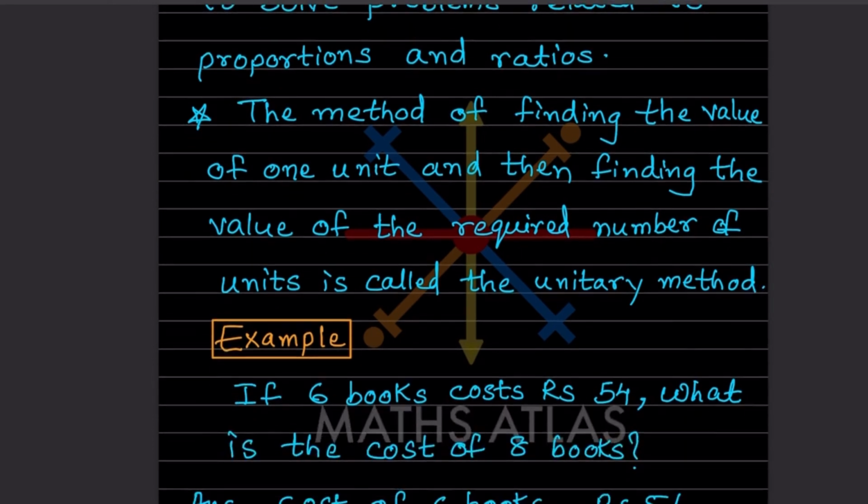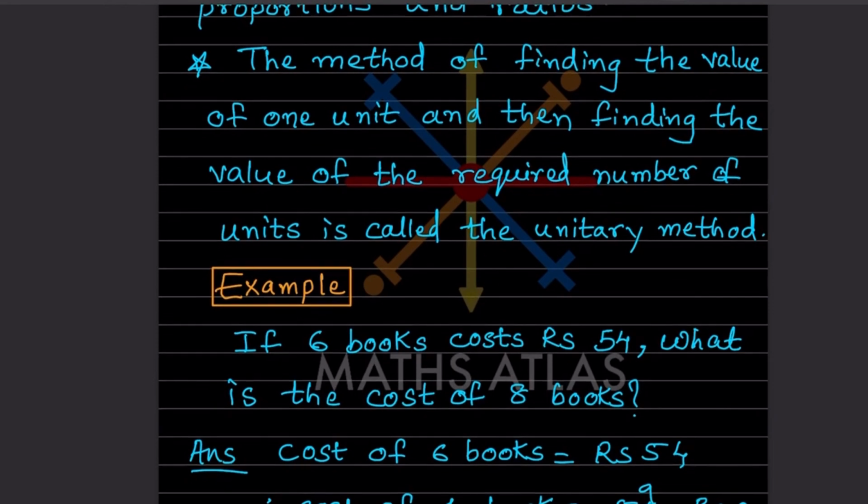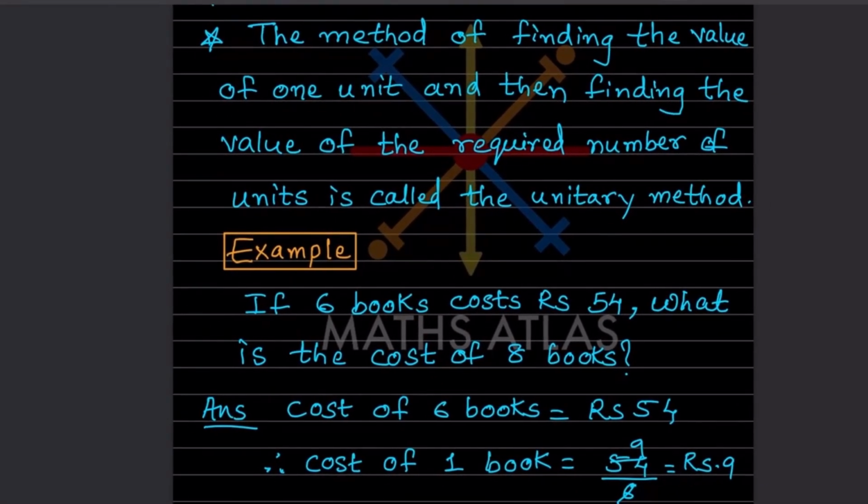Now let us see, I'll show you what it is. See here, the example has been given over here: if 6 books cost 54 rupees, what is the cost of 8 books? So in this, what are we going to do? First you have to find the value of 1 unit. Okay, now here, what did they say? 6 books is 54. So 6 books cost 54. Directly, we are not going to jump over to 8 books. First, we will see what is the cost of 1 book. So now what will you do? Cost of 6 books is 54.